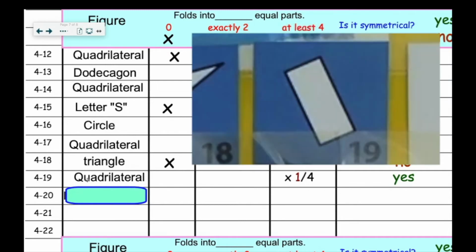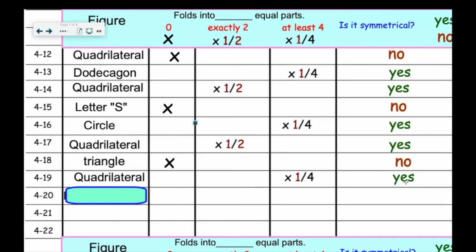And then the next day on Sunday we had a quadrilateral. That was a rectangle that we had, and that rectangle could fold into equal parts, and it could fold into 4 of them, into fourths, and those equal parts were symmetrical.